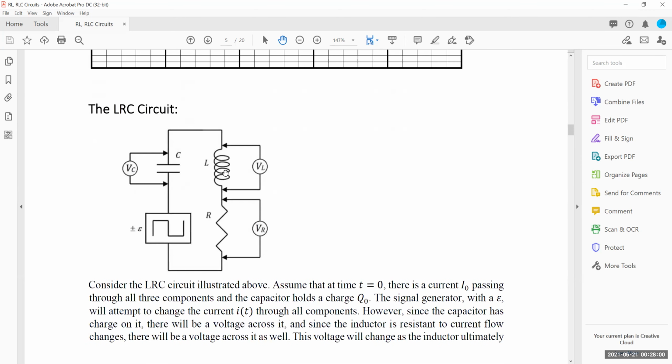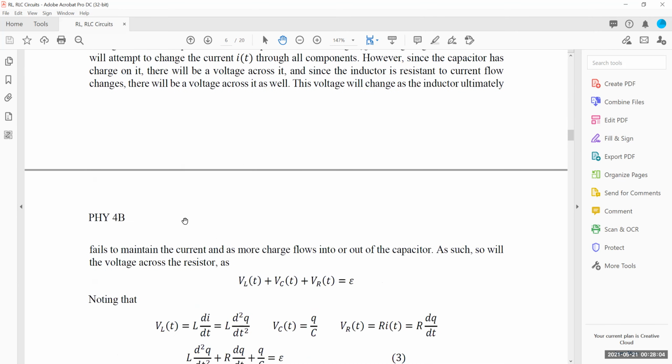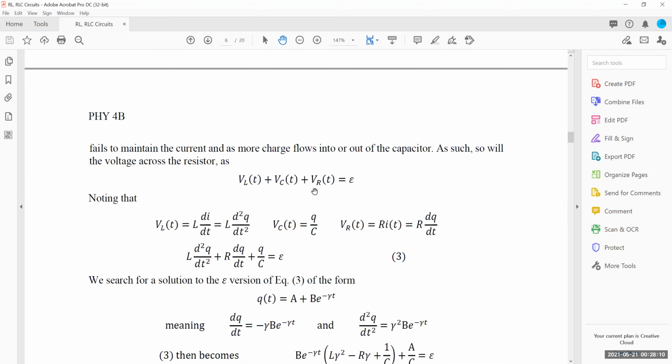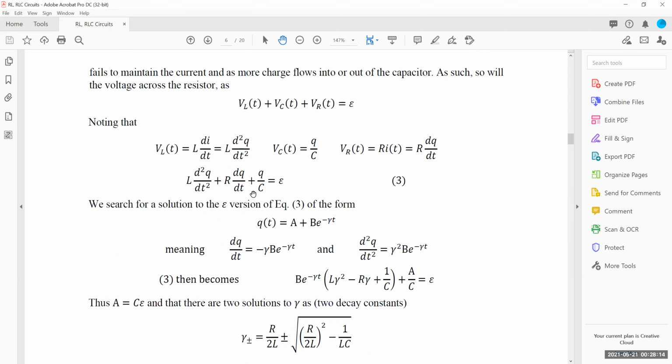Now we're going to do the RLC circuit in a similar fashion. The RLC circuit is a little bit complicated because you now have a capacitor in the circuit. So the equation for Kirchhoff's rule is similar. This is how much it is, and this is how it looks, where epsilon now is just a constant.